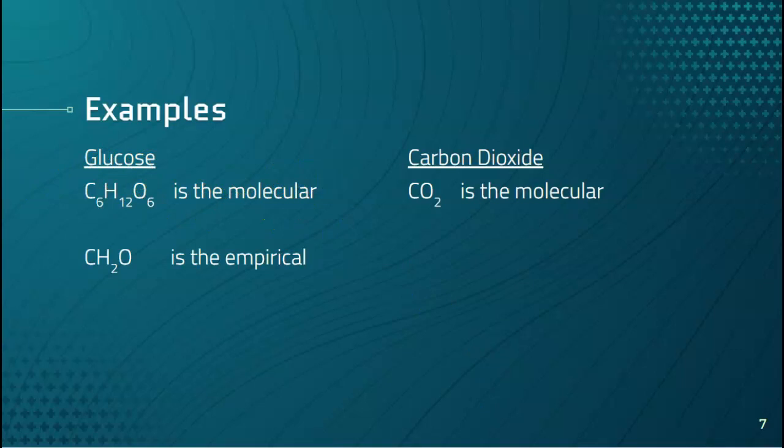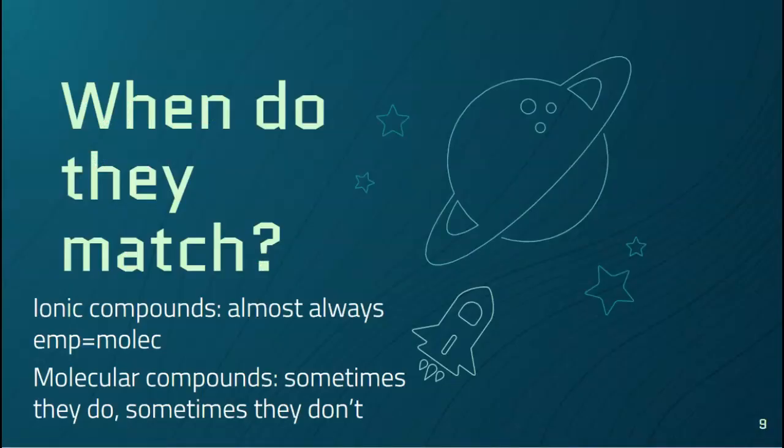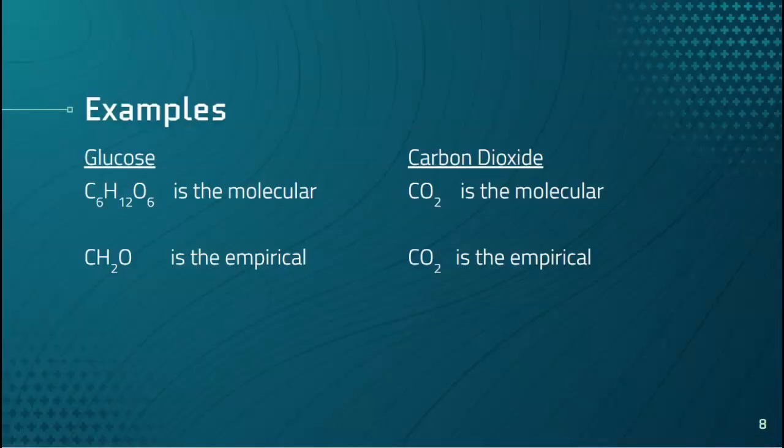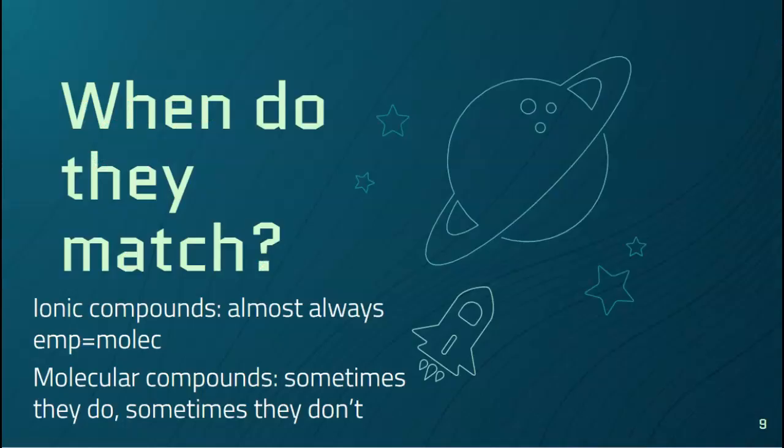Let's take another example here with carbon dioxide. CO2 is the molecular formula. And let's see, how can we reduce this down? Can we divide this by anything? No. And that's right. CO2 is also the empirical. So sometimes it can be both? Yes. For ionic compounds, almost always your empirical is your molecular. For molecular compounds, sometimes the empiricals and moleculars are the same and sometimes they're different. Just like here, these are both molecular compounds. Here's CO2, they're the same, and with glucose, they're not. So it could go either way with a molecular compound, okay?